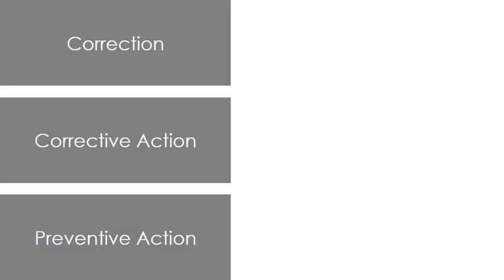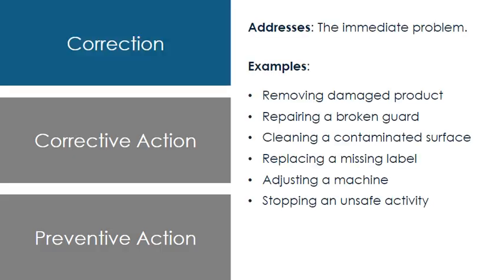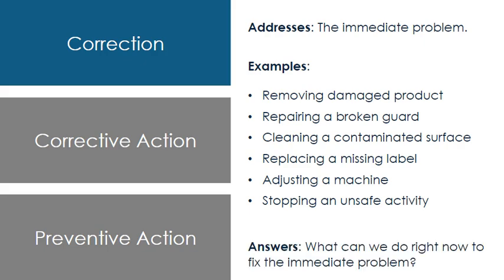One of the most important concepts in CAPA training is understanding the difference between correction, corrective action, and preventive action. A correction addresses the immediate problem. Examples are removing damaged product, repairing a broken guard, cleaning a contaminated surface, replacing a missing label, adjusting a machine, and stopping an unsafe activity. A correction answers, what can we do right now to fix the immediate problem?